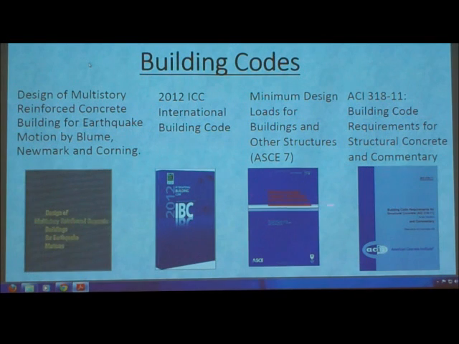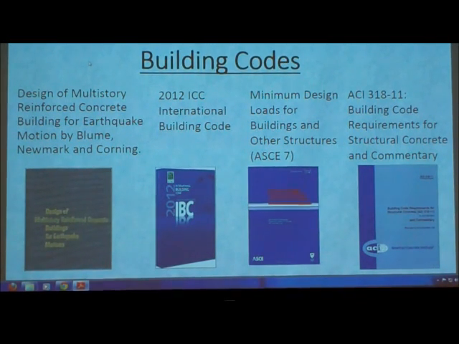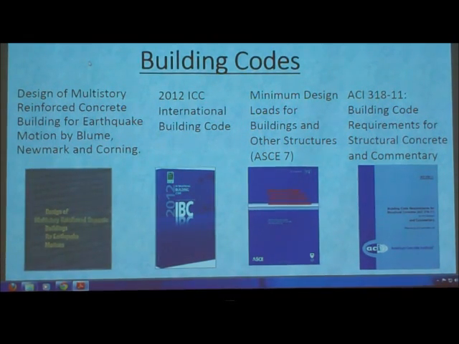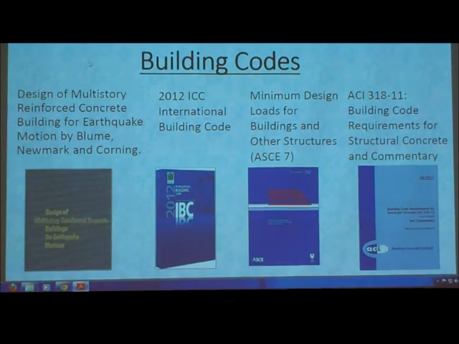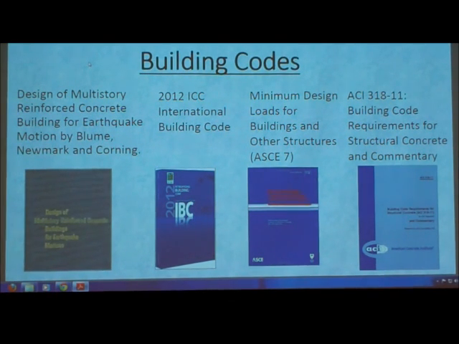The other three codes you are familiar with are the International Building Code, the Minimum Design Loads for Buildings, and the Building Code for Structural Concrete. The ICC Building Code was the first one to really address seismic design, in 2000. And it created what is known as SDC, seismic design categories, that help categorize the type and level of seismic risk your building is going to be prone to.